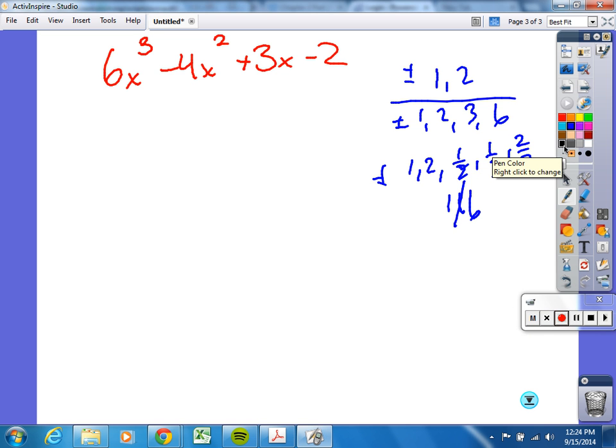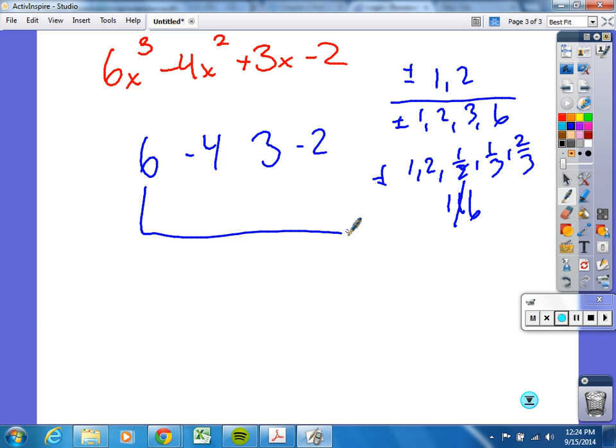I am going to do synthetic division. First off, I have 6, -4, 3, -2. The first thing I ever do is I add the coefficients. Will somebody add those coefficients for me, please? Comes out to be 3, right? Awesome. Comes out to be 3.